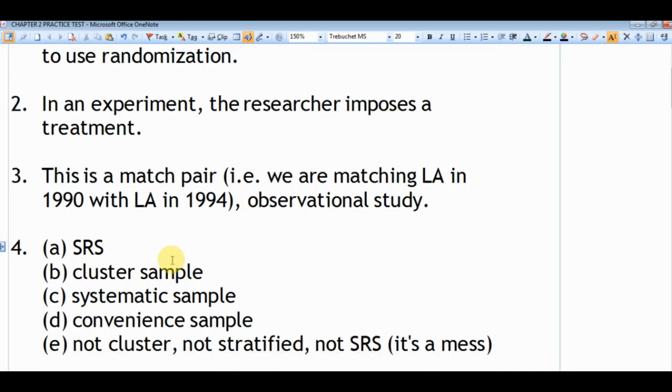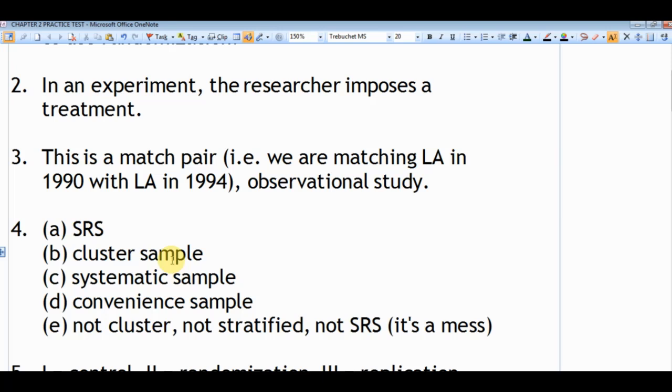A is the SRS. I think it's worth noting what the rest of these are. So let's take a look at what the rest of these are. B: Assuming that the classes are not tracked, select 2 classes at random and include those students in your sample. That's a cluster. We're separating the population into groups, and then we're randomly selecting 1 or more groups to be the sample. Classic cluster sample.